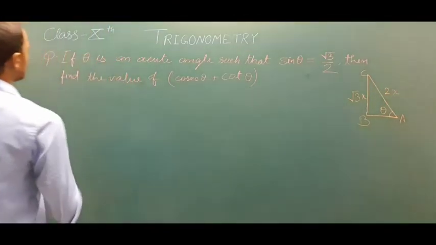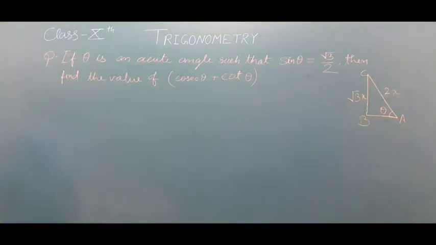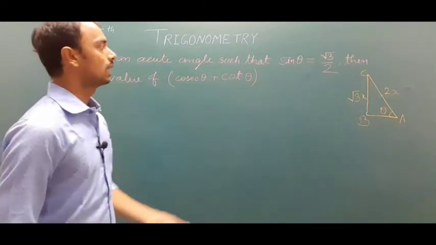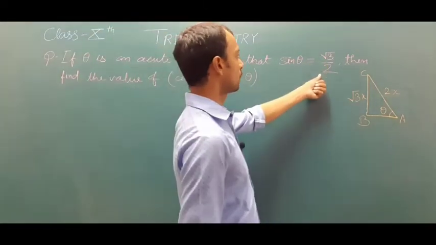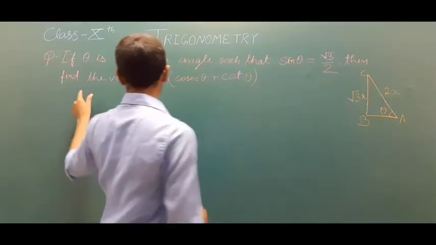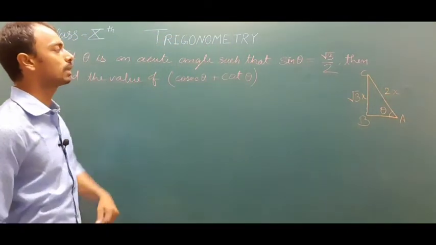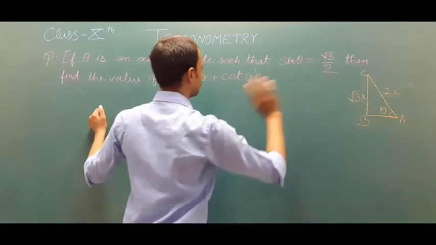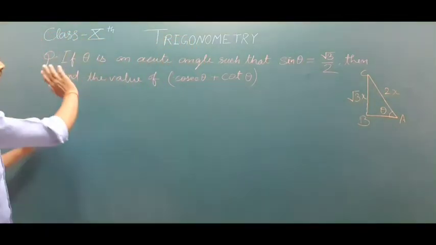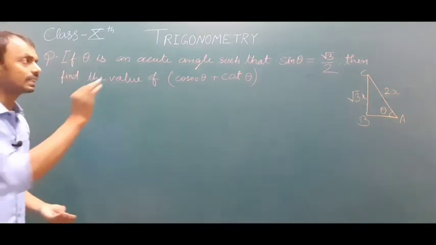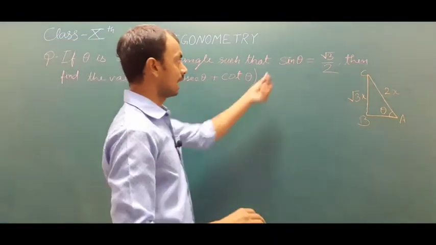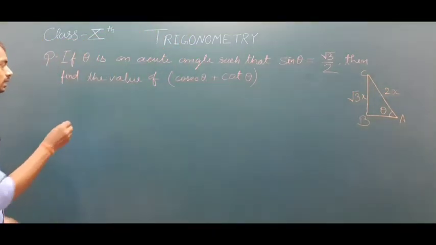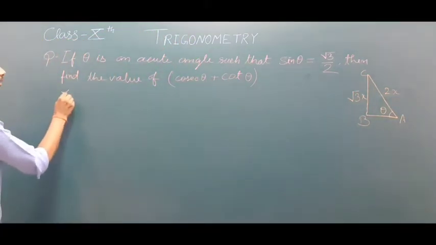So see this numerical. It is given that if theta is an acute angle such that sin theta is equal to root 3 upon 2, then find the value of cosec theta plus cot theta. This is the question. Now, theta is an acute angle such that sin theta is root 3 by 2. Ratio of sin theta is given. So let us consider a triangle.